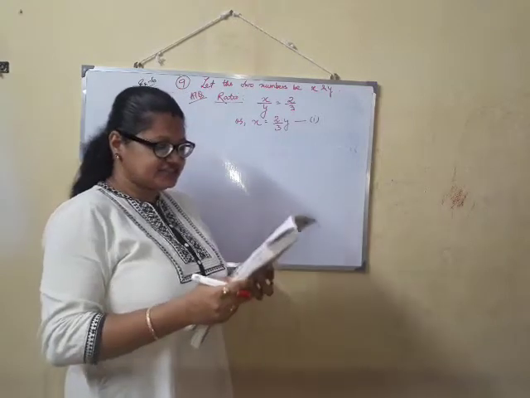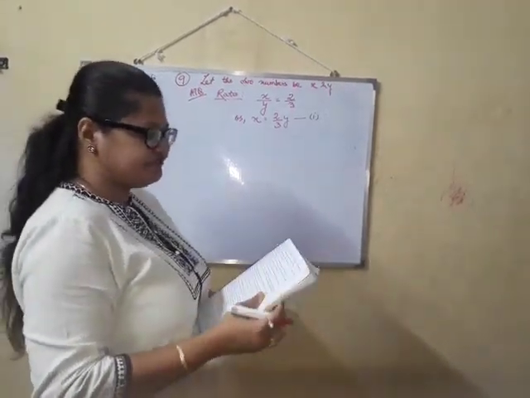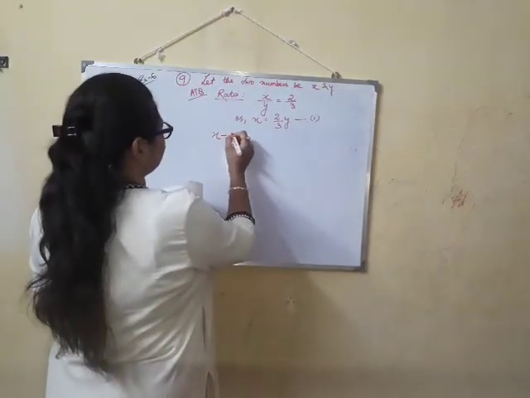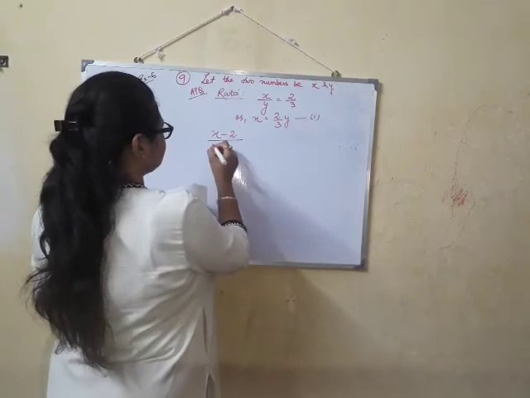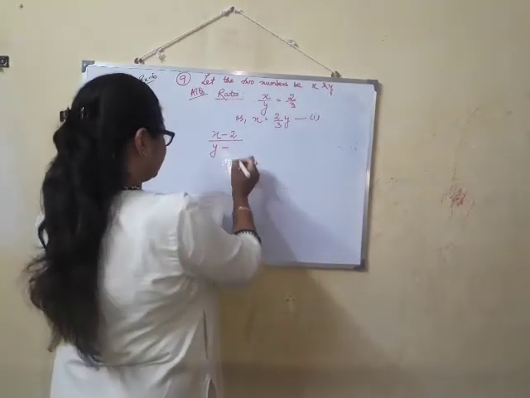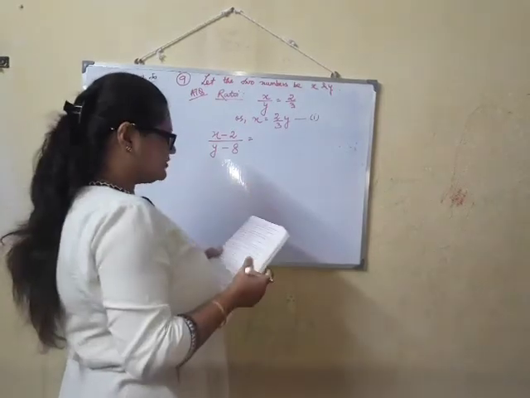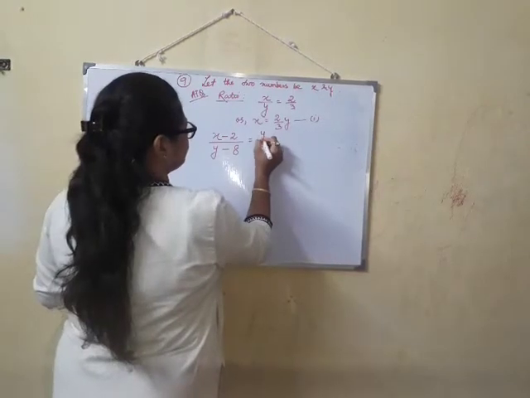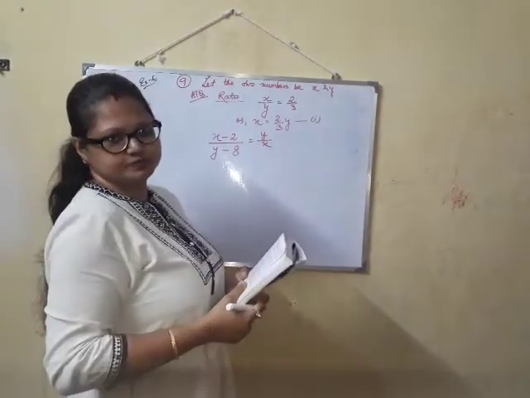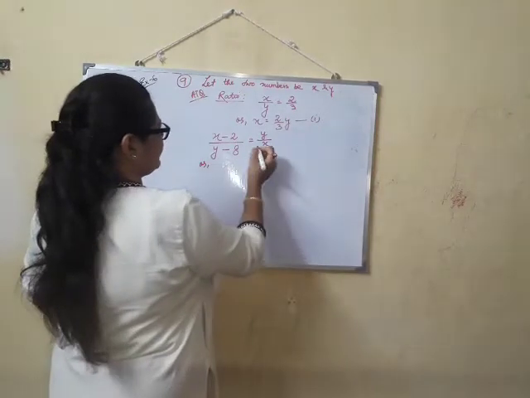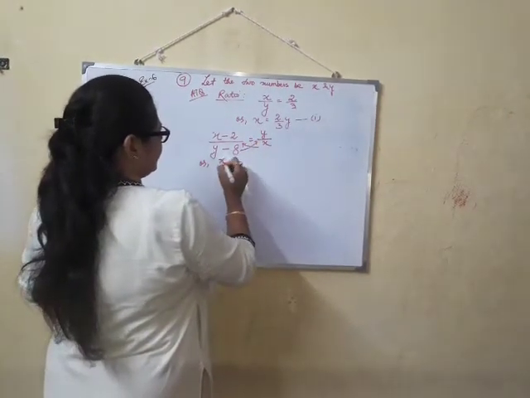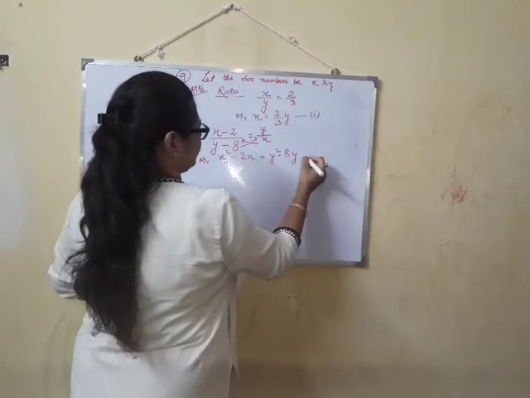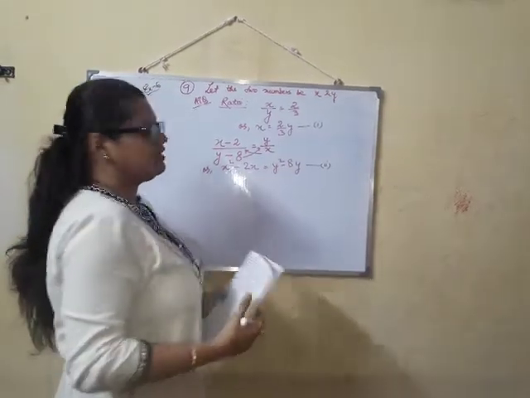Then the next condition says, if 2 is subtracted from the first and 8 from the second, that means from the first one 2 is subtracted and from the second one 8 is subtracted. So what happens? The ratio becomes a reciprocal. Reciprocal means y goes up, x comes down. Okay, from here we can write, we are cross multiplying, x square minus 2x is equal to y square minus 8y. So this is the second equation that we get.